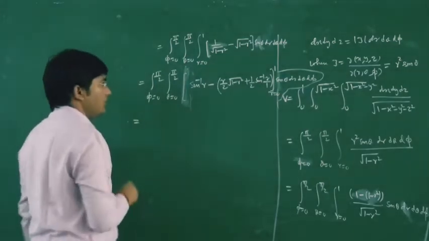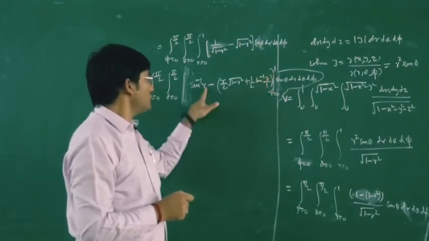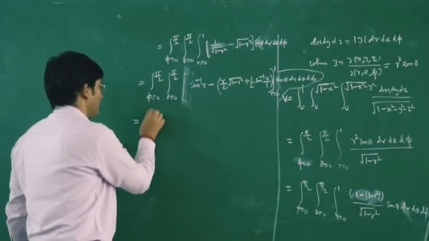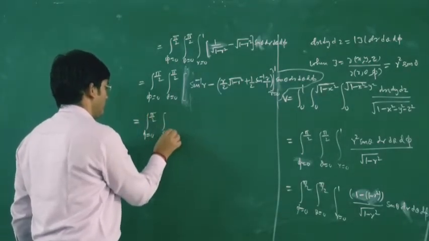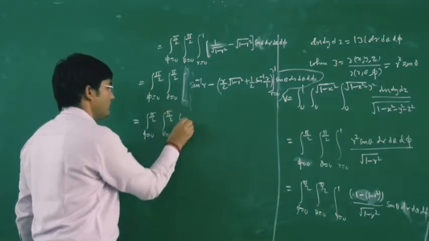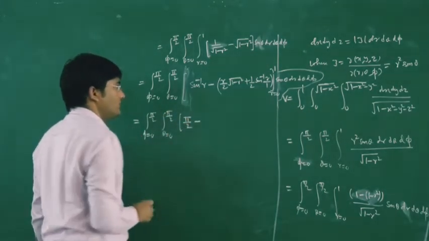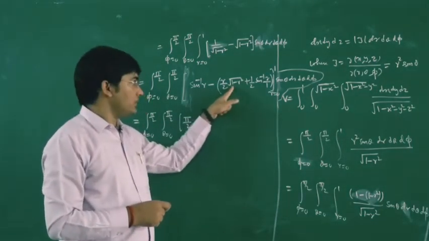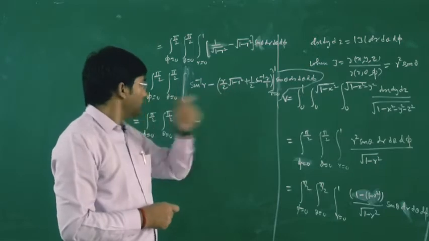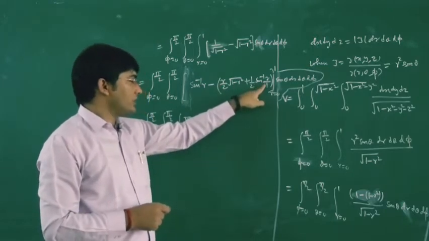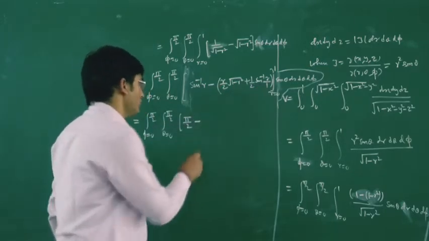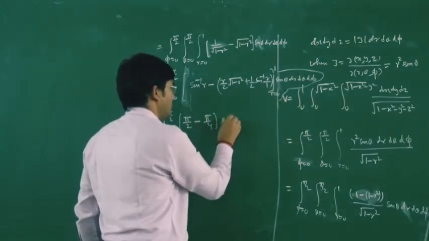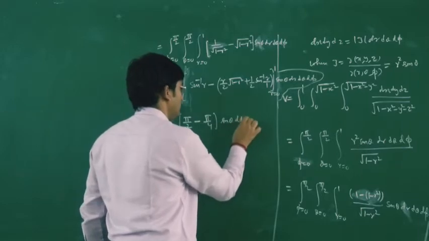Okay. Now if you put r equal to 1, then this will be a sin inverse 1, which is pi by 2. So we have pi by 2 minus, now the value of this first term will be 0 for both upper limit and lower limit, so it is 0. And if you put r equal to 1 here, then this will be a sin inverse 1, which is again pi by 2. So we have pi by 2 minus pi by 4, and then we have sin theta, d theta, and d phi.